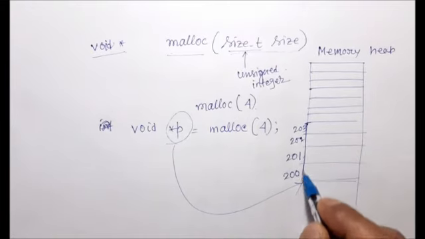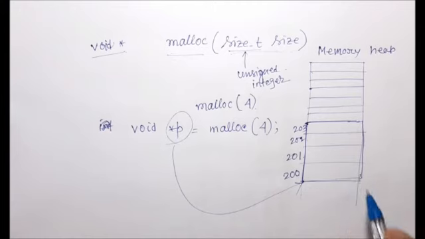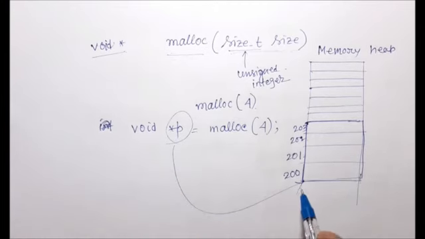So, 4 bytes of memory will be allocated, and the returned pointer will point to the first block of memory if it is successful, or if it is not successful it will return 0. So that you can understand that the function's attempt to get a block of memory has failed.